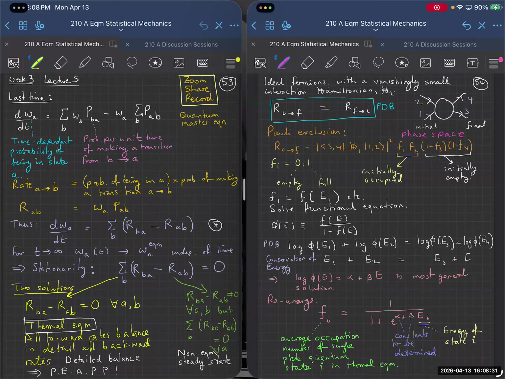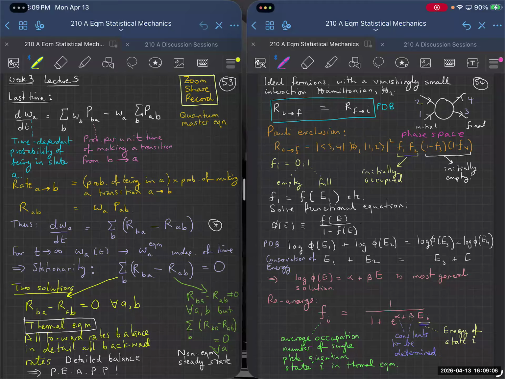So if the states are going to be initially empty, we have to have 1 minus F3, 1 minus F4. If they're going to be occupied, we have to have F1, F2. It's not quite correct because these functions F1, F2 as functions of energy are not exactly 0 or 1. They actually have a shape, which those of you who've done this before know is the Fermi-Dirac distribution, which has a sort of hyperbolic tangent profile between 0 and 1.